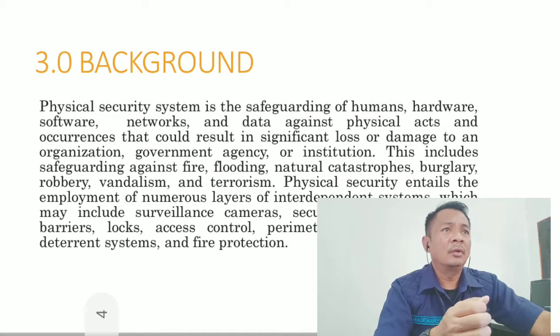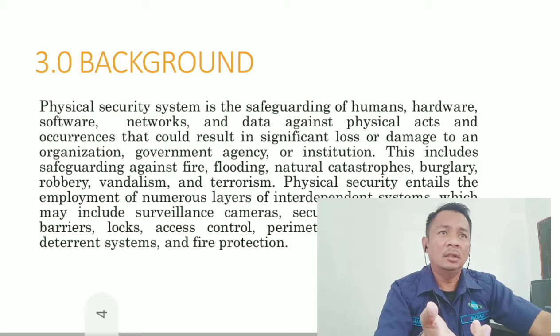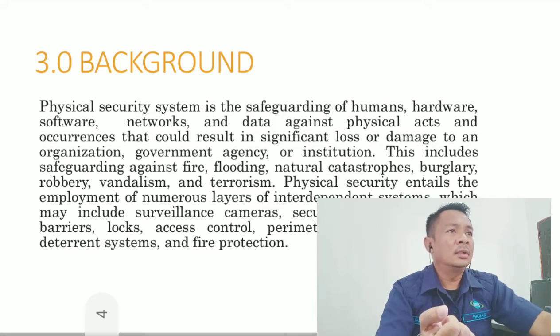vandalism, and violence. Physical security requires the use of multiple layers of independent systems, which might include surveillance cameras, security guards, protective barriers, locks, access control, perimeter intrusion detection, barrier systems, and fire protection.